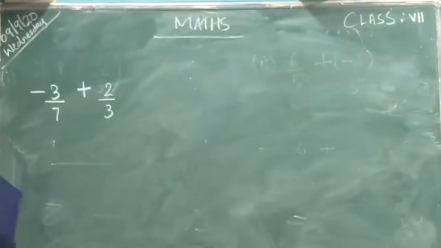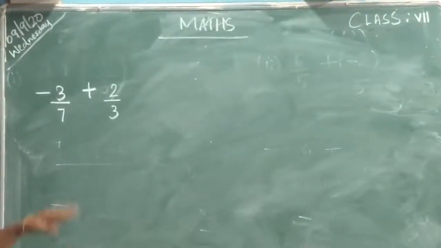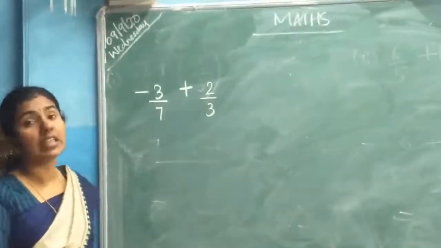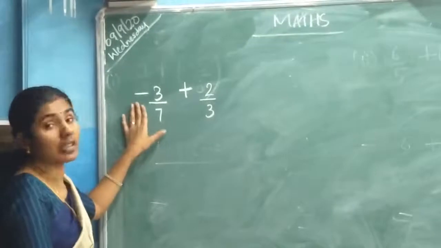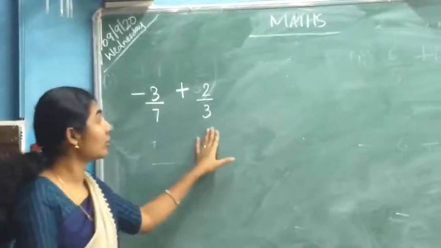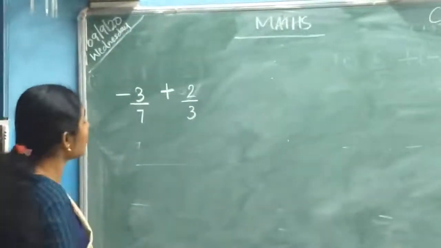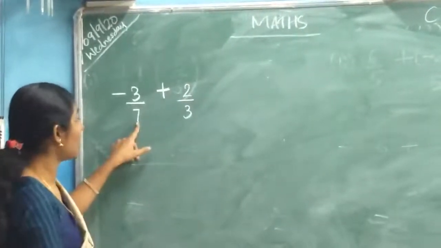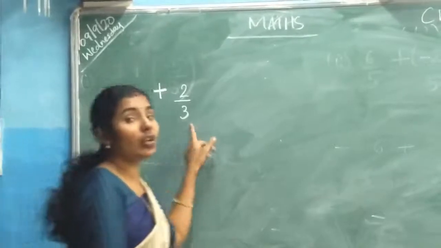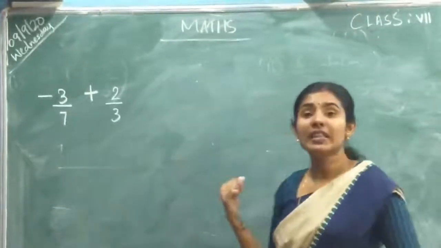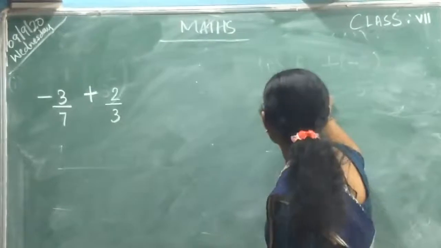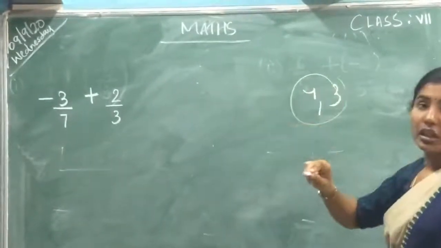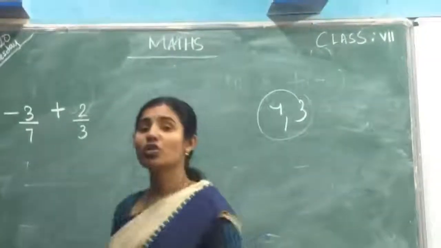Now we see the next question. What is the question? Minus 3 by 7 plus 2 by 3. Which rational numbers are given? Minus 3 by 7 and 2 by 3. Now which are the denominators? They are 7 and 3. So here the denominators are different. Both are different. So at that time, which rule should you apply?